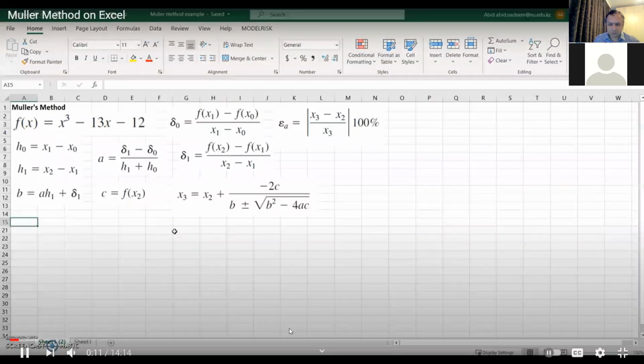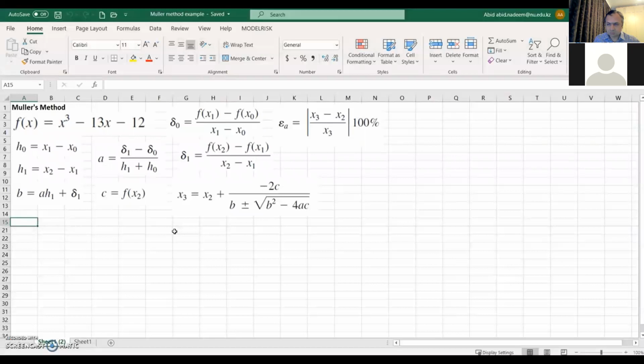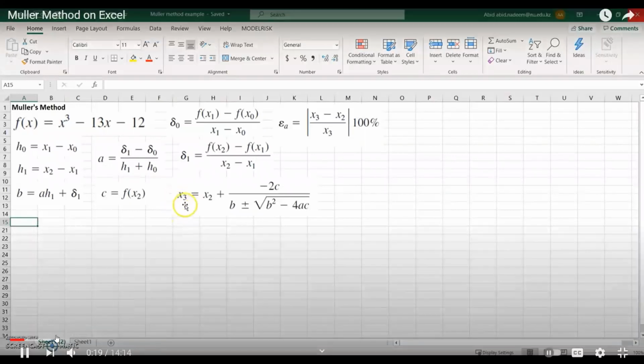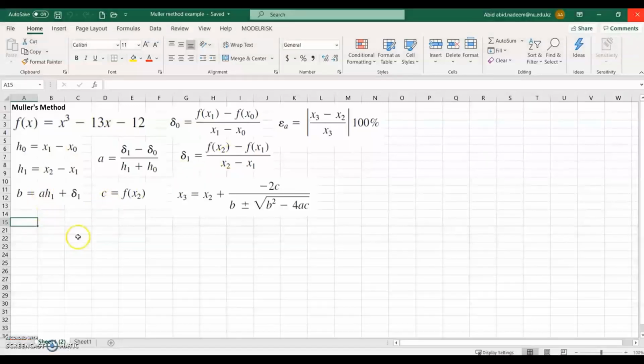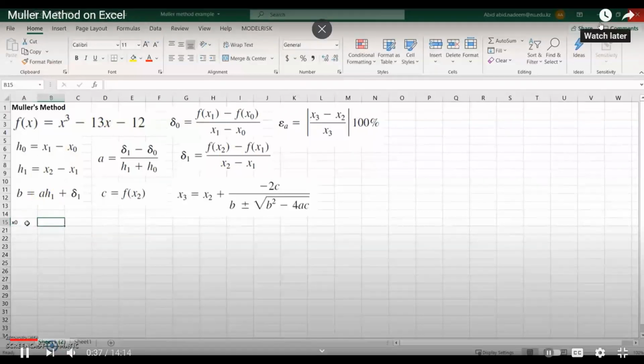Using the Muller method, what we need to find is the approximation x3 for this polynomial equation. We will start from x naught, x1, x2.